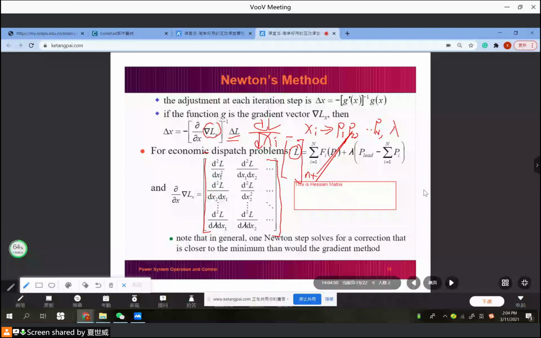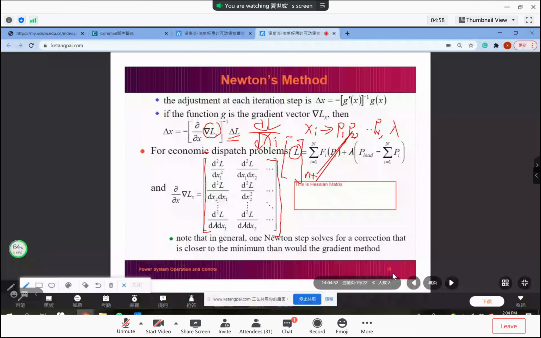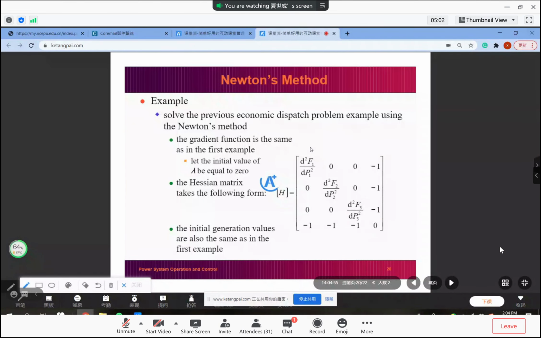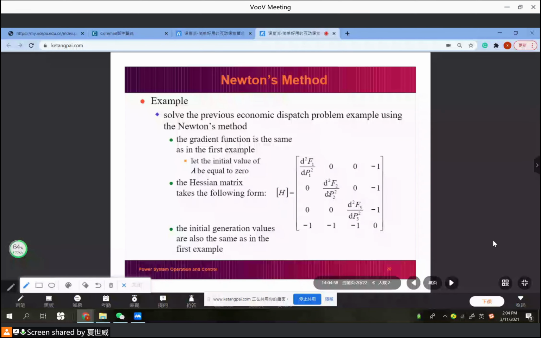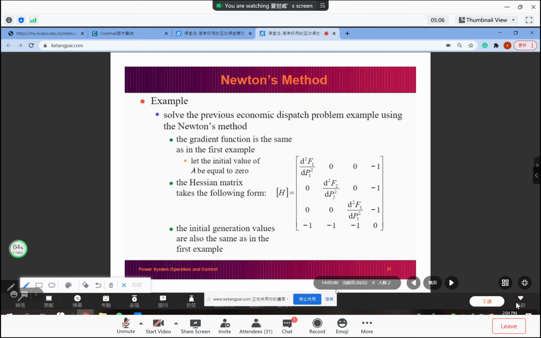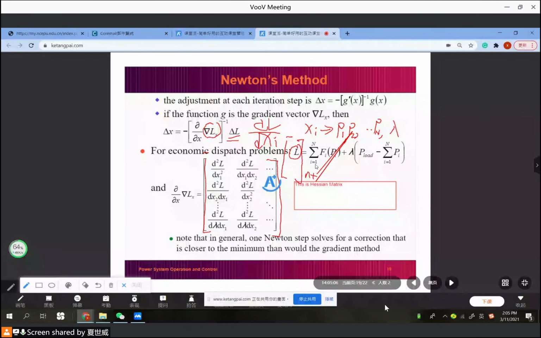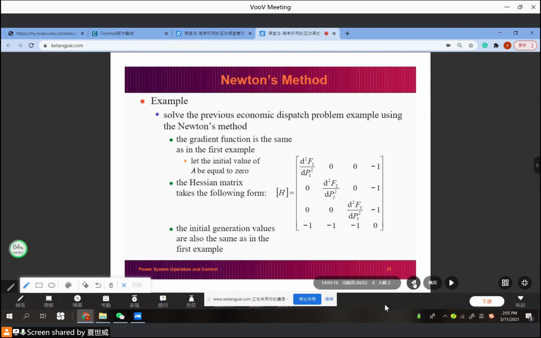So if we have an expression like this, you can easily calculate the second order derivative of L over P1, and you will get this. You get the first element, then the second row and second column, and this will be -1, this will be -1. Why? You can calculate based on this. If you calculate the first order over lambda, and then the first order over Pi, there will be -1.